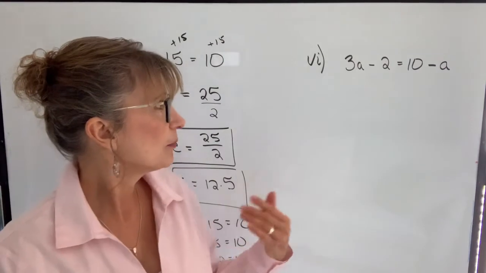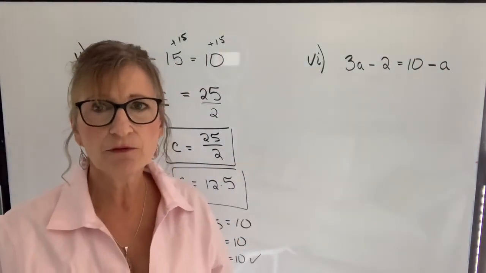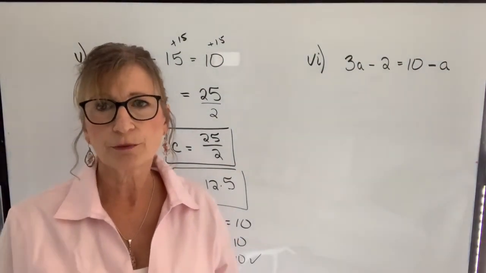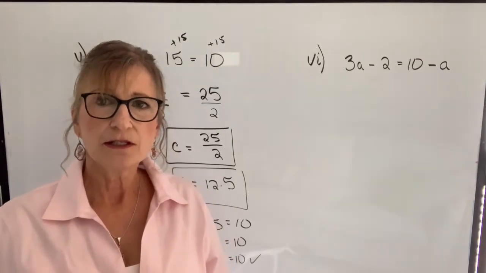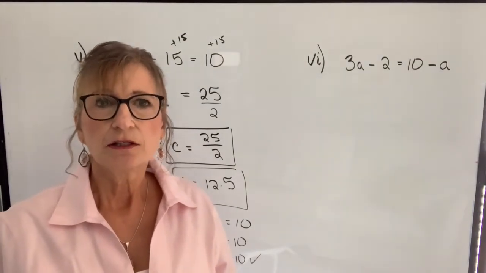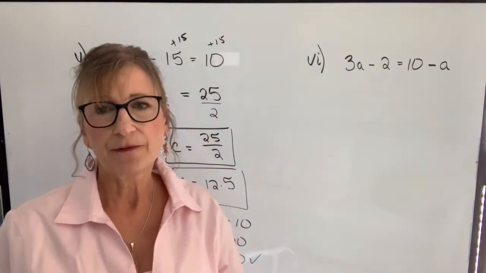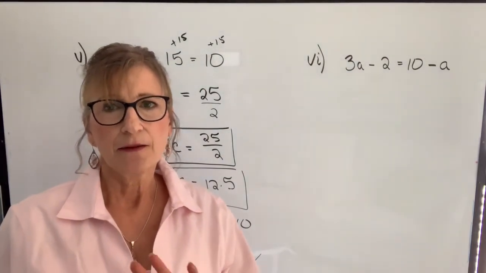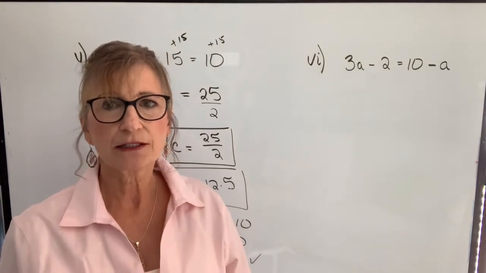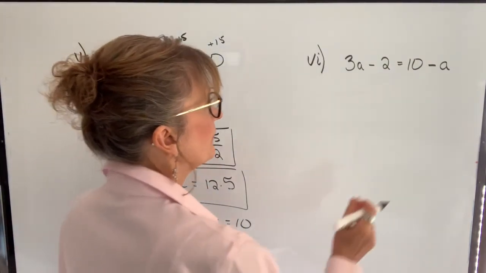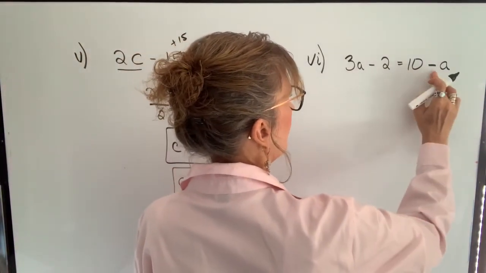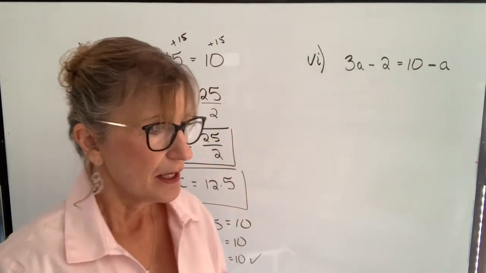My next example illustrates what to do if you have your unknown in more than one term. So in these types of equations, the goal is to get those terms all together, combine them on one side, and then everything else can move to the other side. So in this case, I've got 3a here, and I've got negative a here.